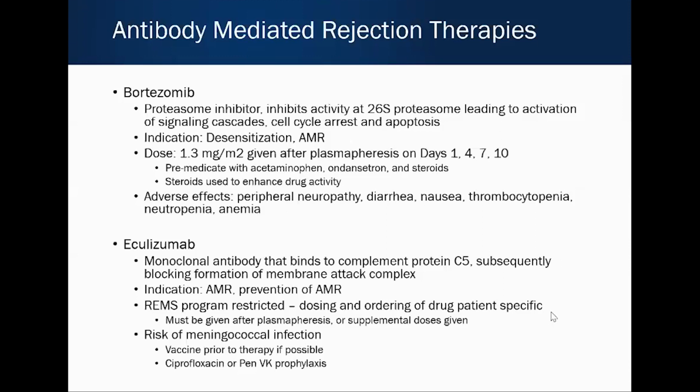I think one thing to know is that there is a risk of meningococcal infection, so we either try to vaccinate or provide chemical prophylaxis with Cipro or PenVK.